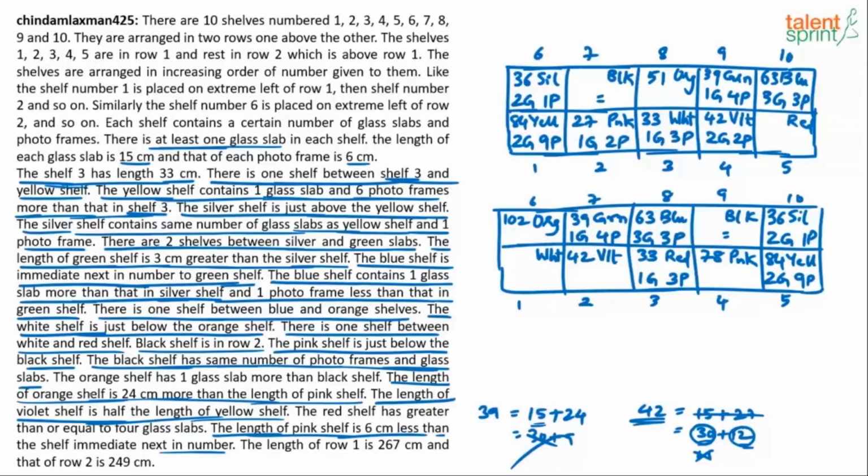Okay, by the way, I think we can eliminate case number 2 here. Because it says the red shelf has greater than or equal to 4 glass slabs. You see this point? Here I have got red as 33. I should have eliminated it long back. Where did we get this 33? How did we get this 33?